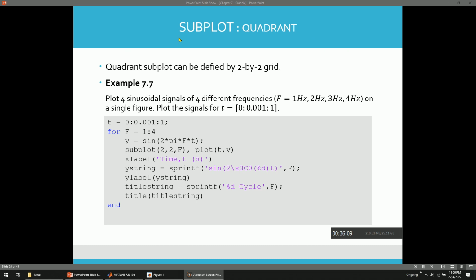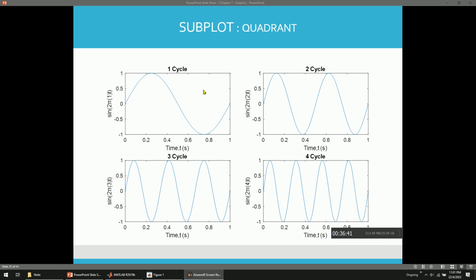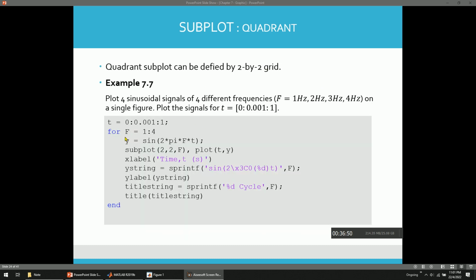Let's take a look at the next example, which is called quadrant, also a subplot. For this case, you will learn how to plot subplots for the same function but multiple frequencies. Plot a sinusoidal signal for 4 different frequencies: 1 Hz, 2 Hz, 3 Hz, 4 Hz, each in a different plot. You can see here the first quadrant, 2nd quadrant, 3rd quadrant, 4th quadrant. You have a 2 by 2 grid of subplots.